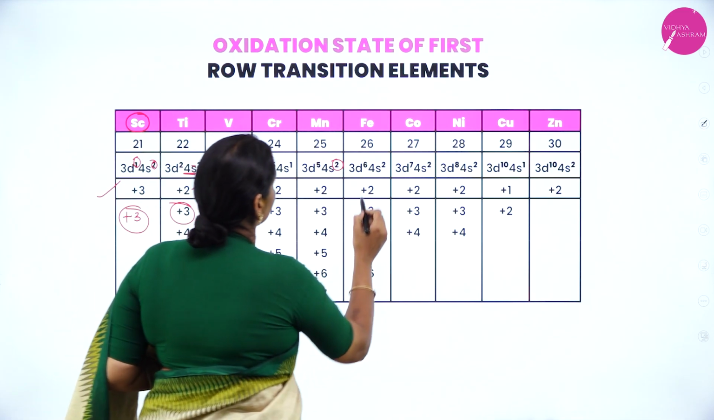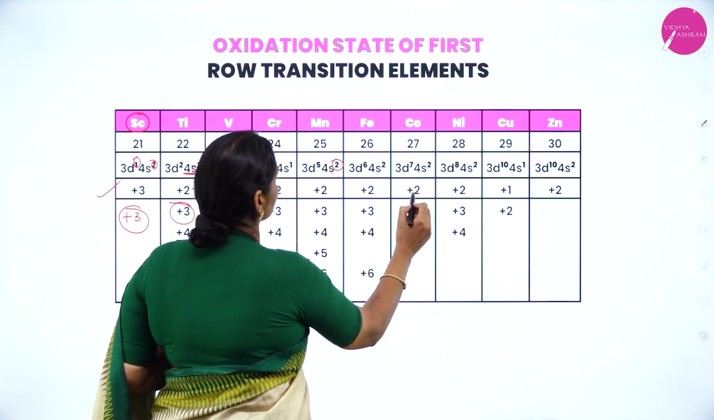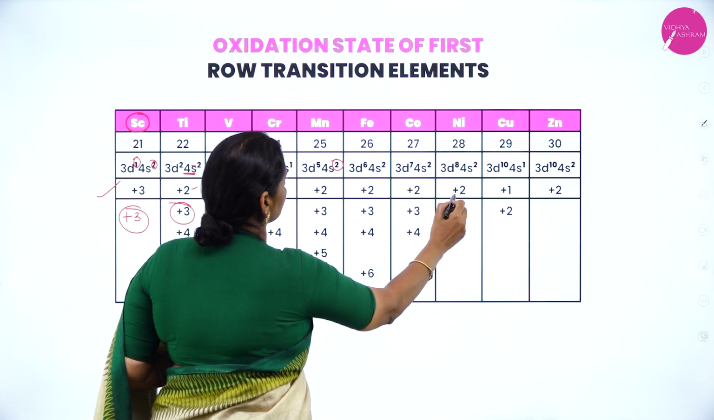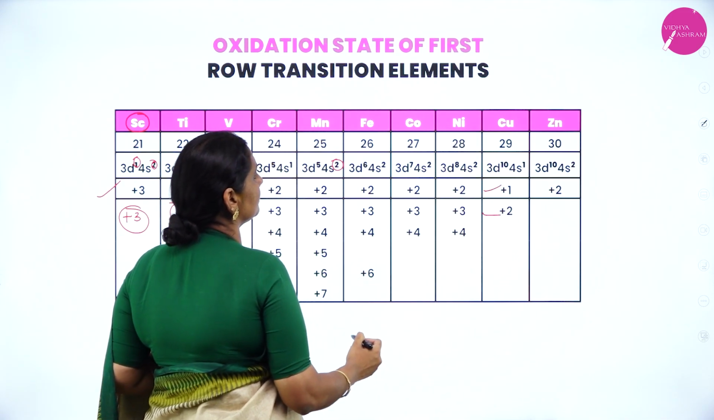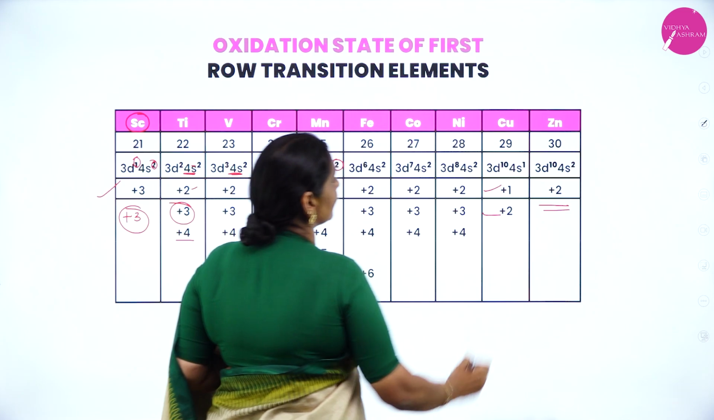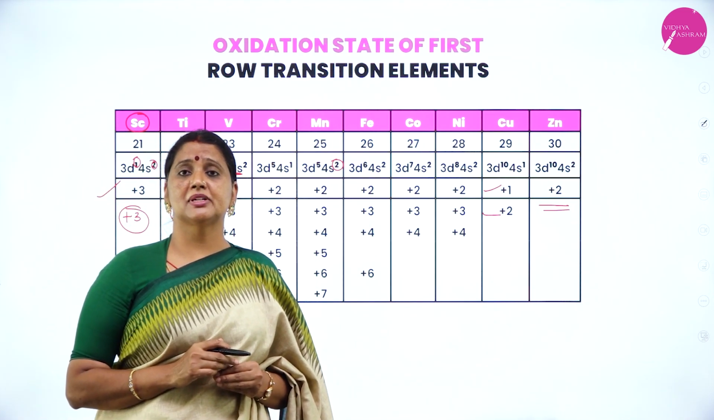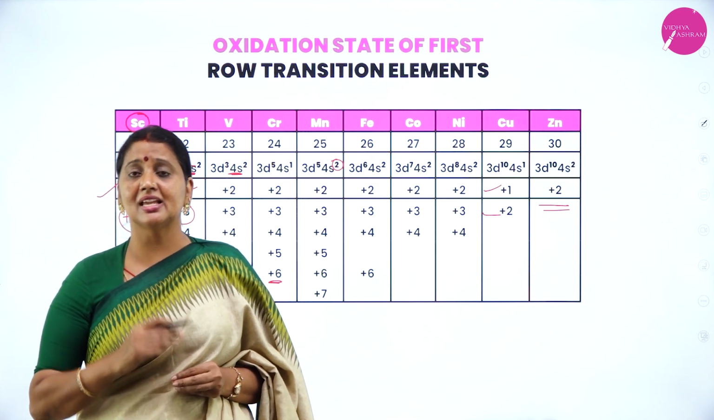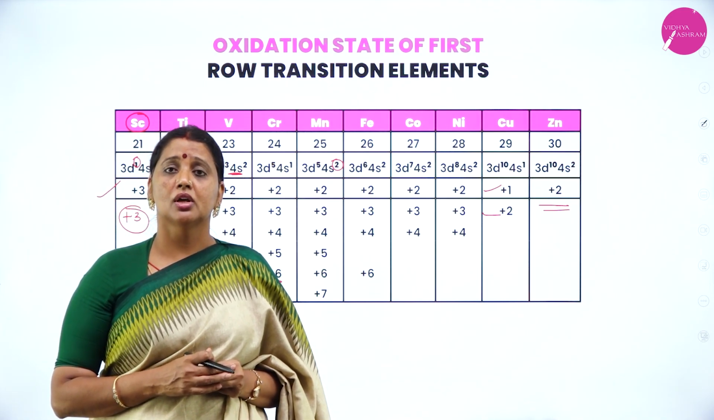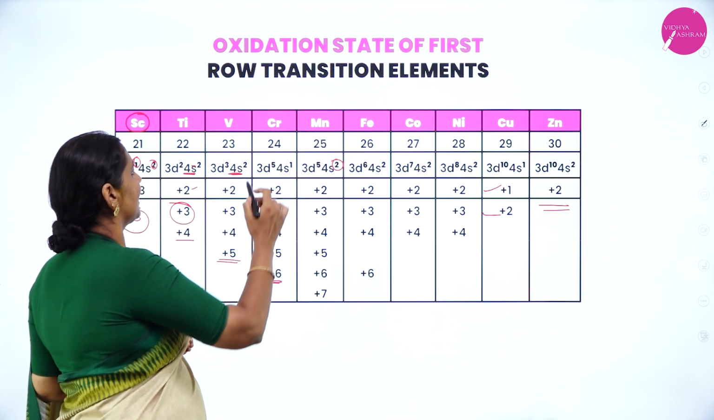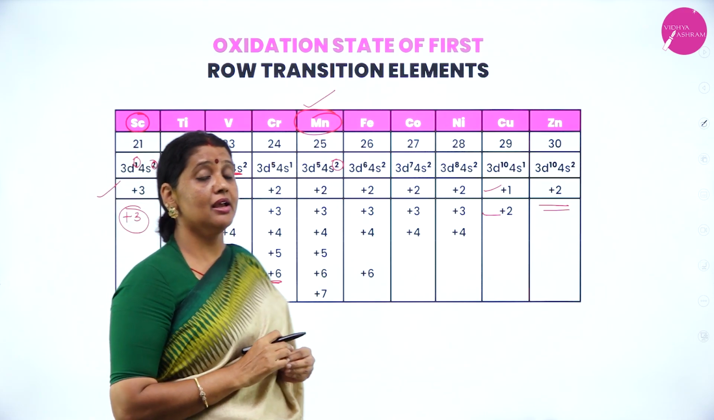Here iron: plus 2, plus 3, plus 4, plus 6. Cobalt: plus 2, plus 3, plus 4. Nickel: plus 2, plus 3, plus 4. Copper: plus 1 and plus 2, cuprous and cupric. Last member zinc exhibits only one oxidation state, plus 2. Scandium exhibits only one oxidation state, plus 3. Zinc exhibits only one oxidation state, plus 2. Therefore, the maximum oxidation state is shown by manganese.